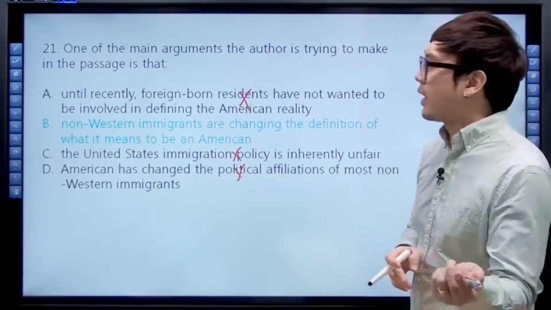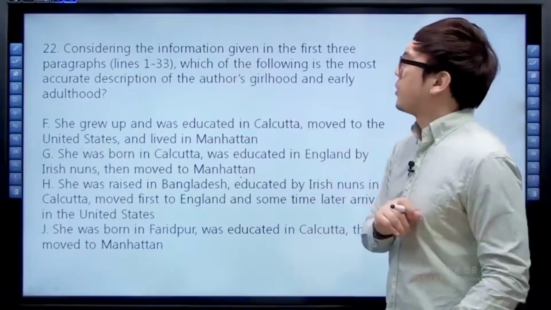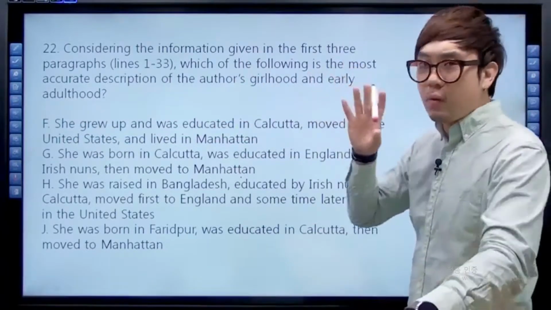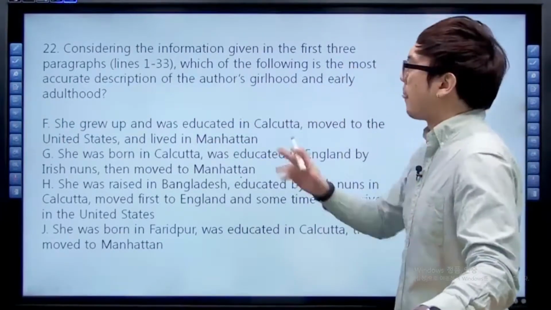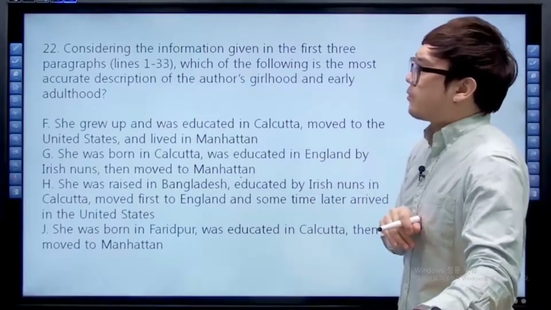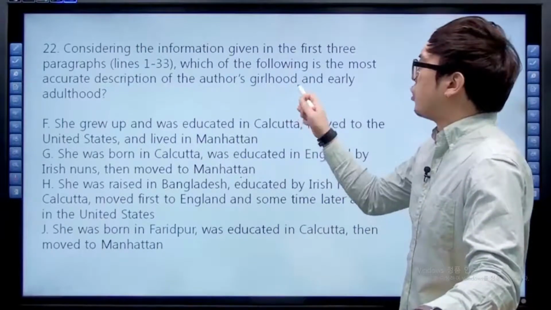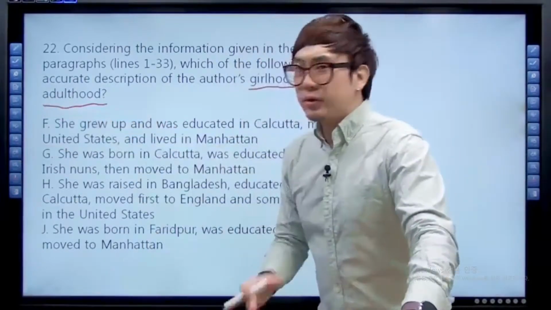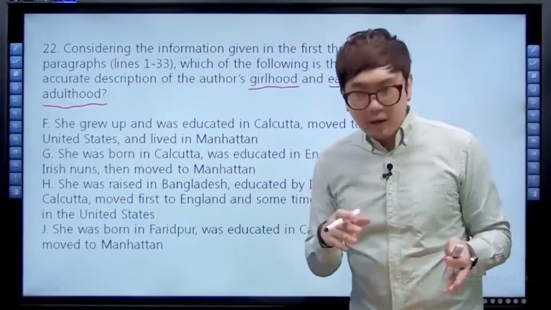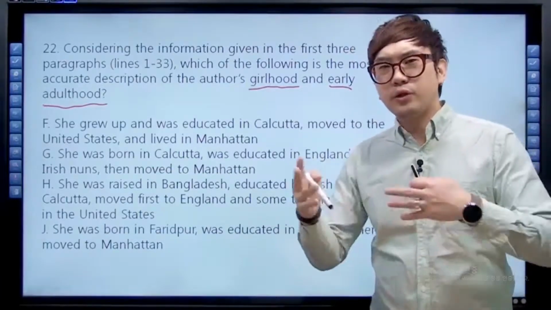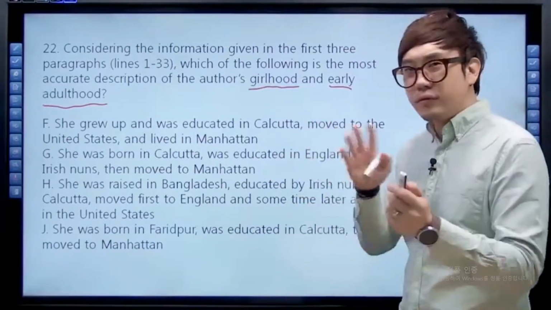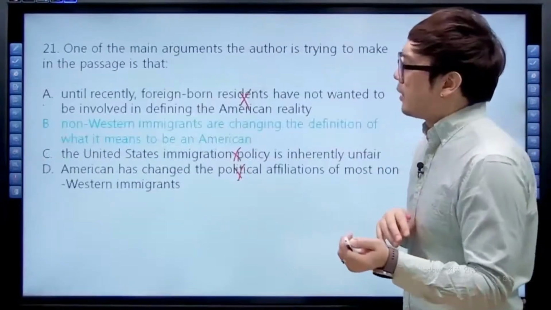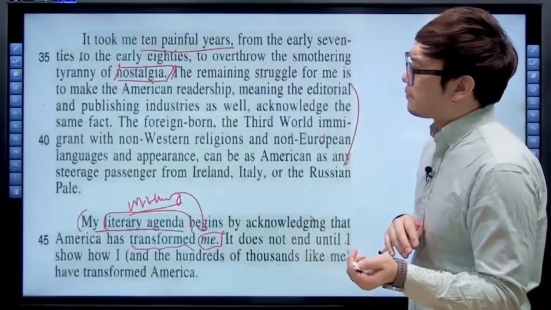Okay, moving on to the next, 22. Considering the information given in the first 3 paragraphs, which of the following is the most accurate description of the author's girlhood and early adulthood? All right, so you know the early girlhood and the early adulthood. Now, why is that? Because you have to read it a little bit carefully, so let's go to that part of it.